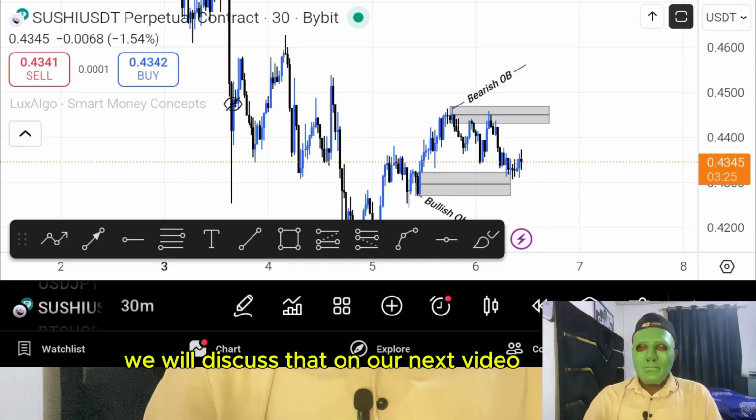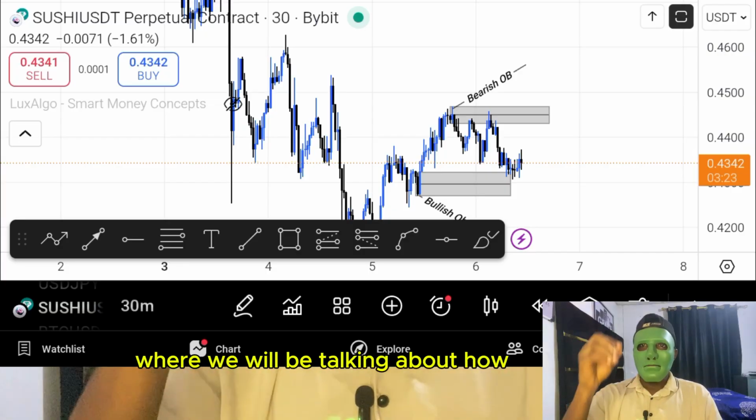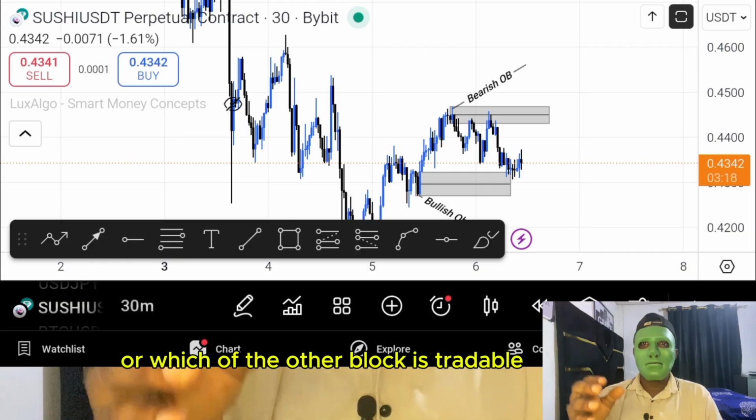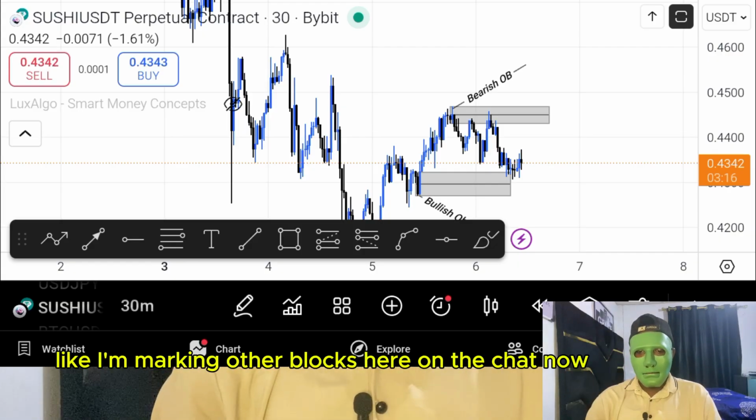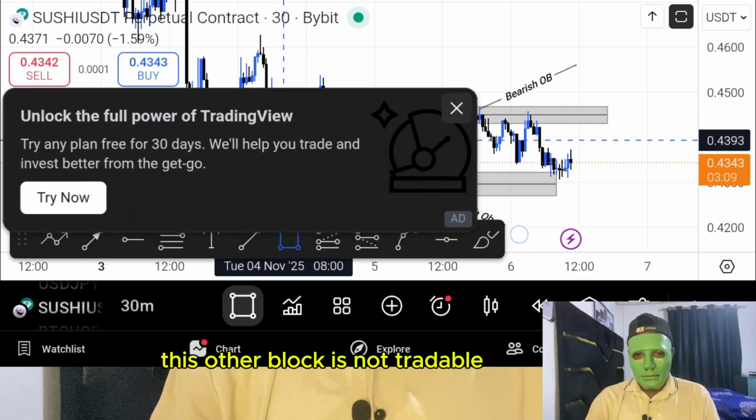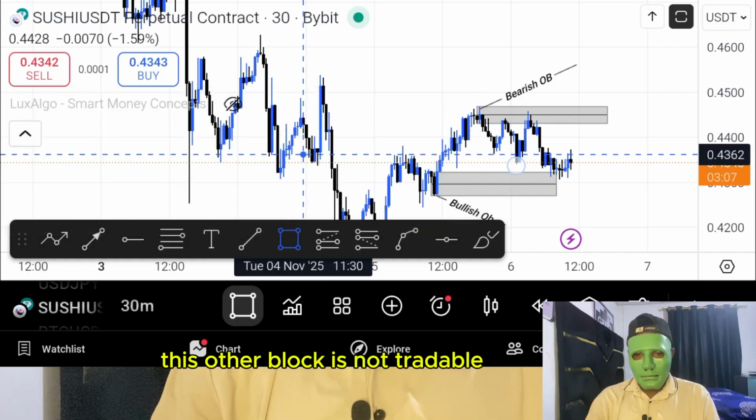We will discuss that in our next video, where we'll be talking about how to identify a tradable order block, which order blocks are tradable and which are not tradable. I'm marking other blocks here on the chart now, but many of them are not tradable. Let's take for instance, this order block is not tradable. This order block is not tradable.